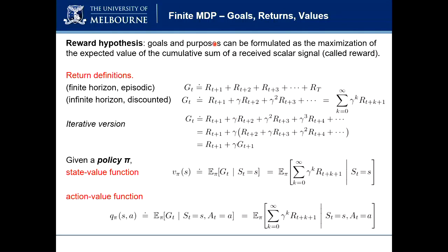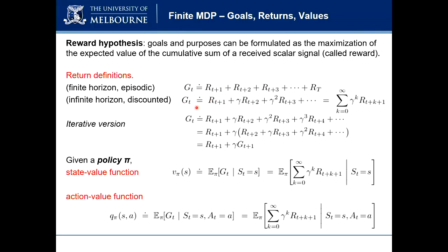So first, let's talk about the rewards. Remember, rewards and goals are not the same thing. Immediate rewards are the immediate rewards, but then I have a long-term goal. So there's this reward hypothesis that we are going to use. Goals and purposes, these long-term things, can be formulated as a maximization of the expected value of the cumulative sum of a received scalar signal called reward. I'm doing whatever I was doing for the bandits, adding up the rewards. If it's a finite sum, and I'm at time t, all the rewards I expect to get from time t to capital T when the episode ends, in the finite horizon case, are just the rewards summed up: R_{t+1}, R_{t+2}, up to R_T. So this is the return definition that I'm expecting.